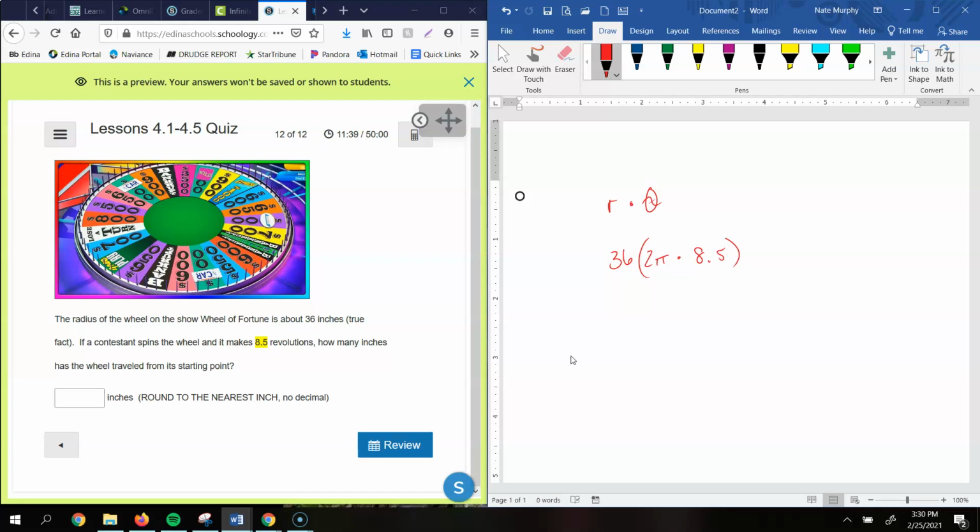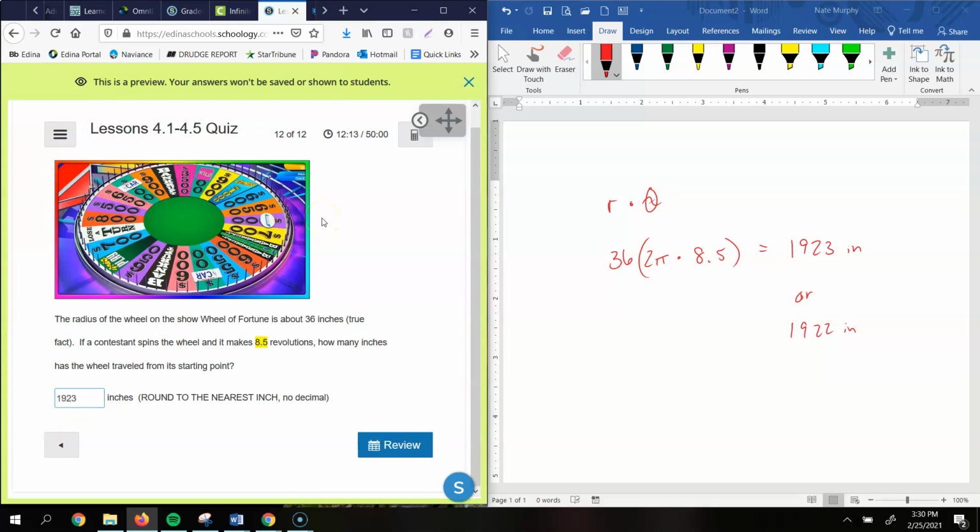Now technically you do want to use pi instead of 3.14. But if we use pi and we round to the nearest inch, we get 1,923 inches. Now if you had said, instead of pi, times 3.14, your answer would be 1,922 inches. Okay, so just an inch off. It's not quite as accurate if we use 3.14. But 1,923 inches would be the best answer there.